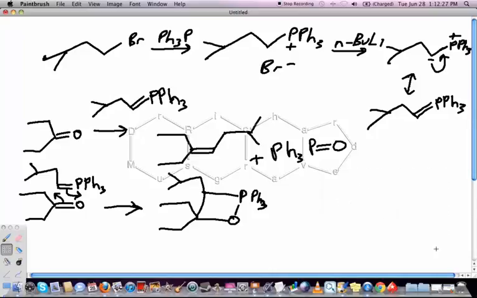And then this can fall apart pretty easily to form our triphenylphosphine oxide, and our alkene. So you can see what the alkene looks like. It's going to look like this. And you can see that's the new double bond forming right there.